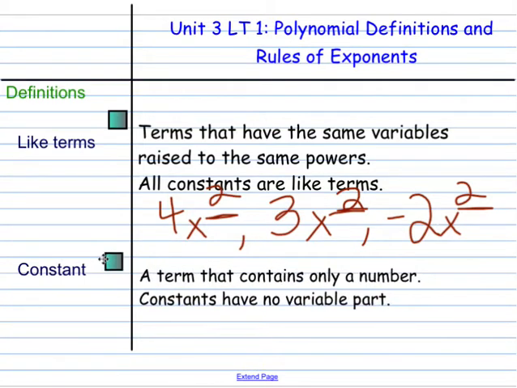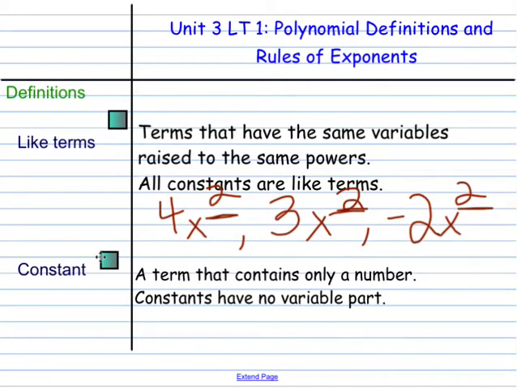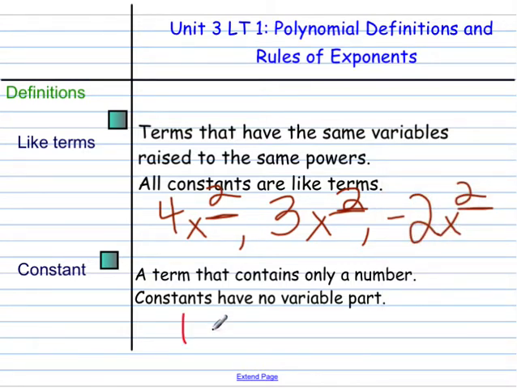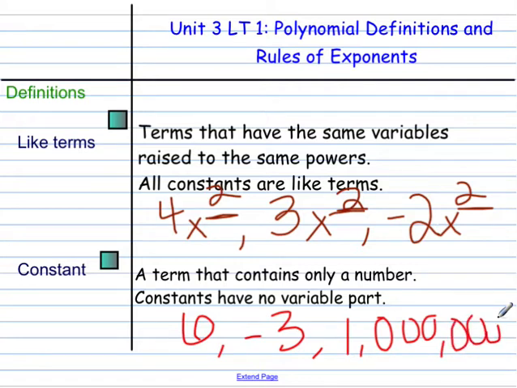What is a constant? A constant is a term that contains only a number. Constants have no variable part. So constants usually come at the end of our polynomials, and we'll talk about why in a second. But constants are things that are just a number. So it could be like 6. It could be negative 3. It could even be 1 million. All of those are constants. They're just numbers. There's no letters associated with those numbers. All right, let's keep moving forward.